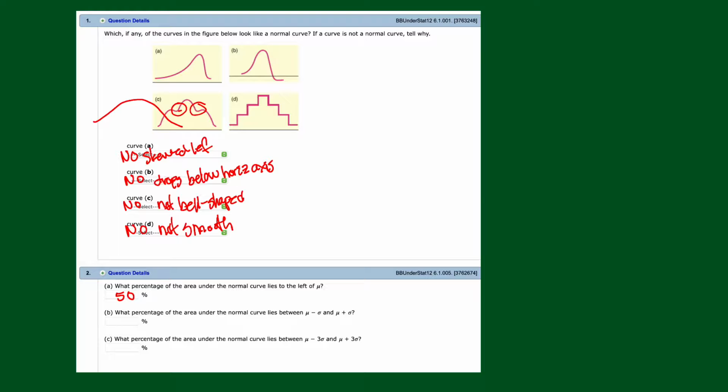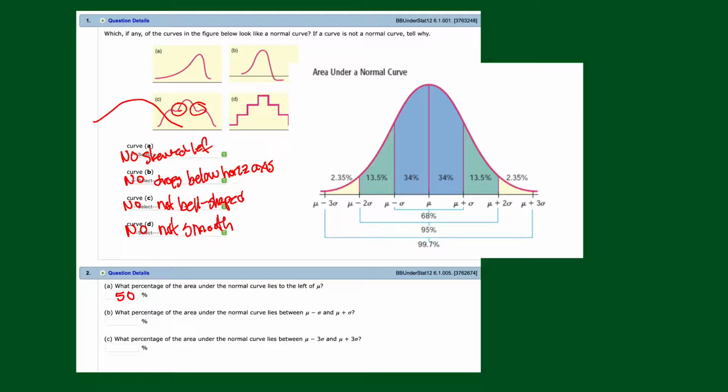Let me grab that. So I just pasted in the empirical rule. Now, the empirical rule says this, right? Here's the mean. If you go one standard deviation to the left, you're at the mean minus one standard deviation. Over here, you're at the mean plus one standard deviation. Now, what do we want in this problem? Down here, it says, what percent of the area lies between mu minus sigma, right there, and mu plus sigma? Well, how about that 68%? So we'll go with 68%.